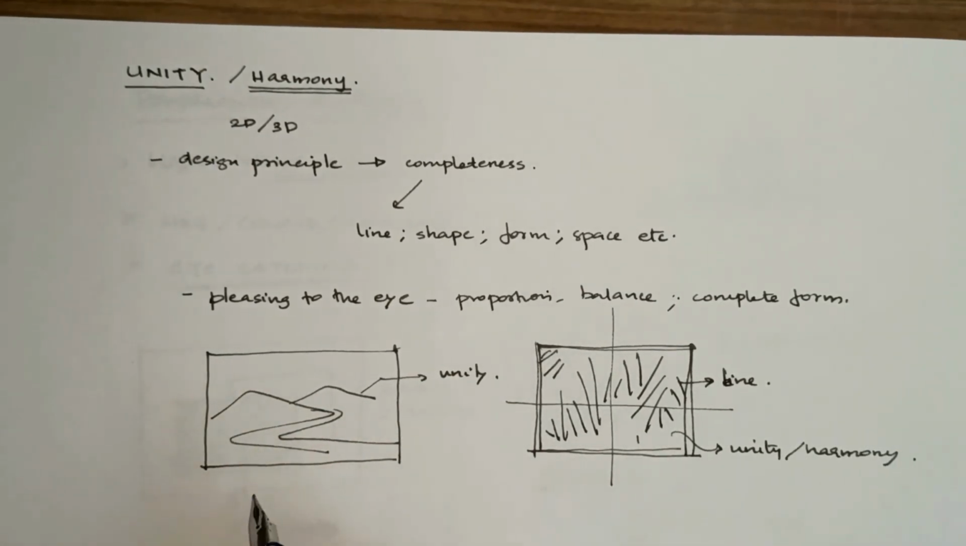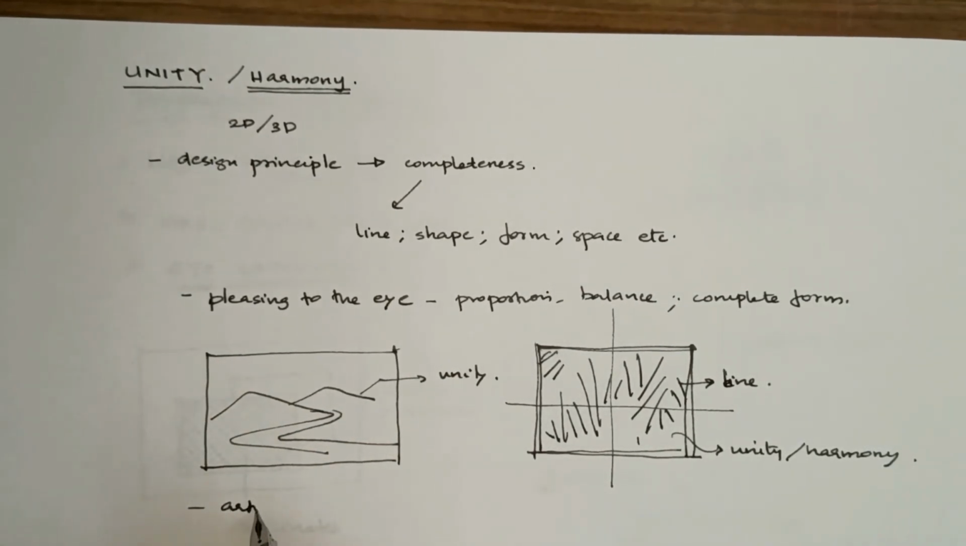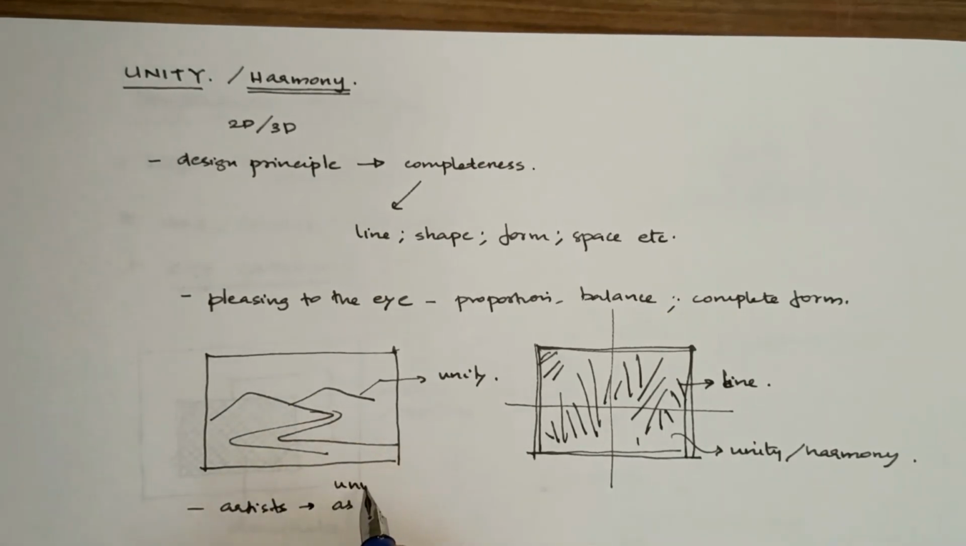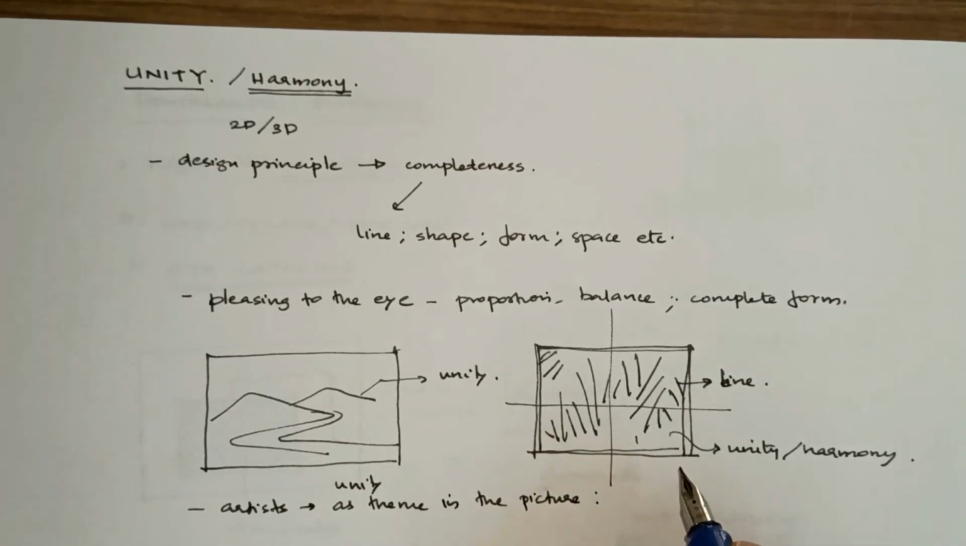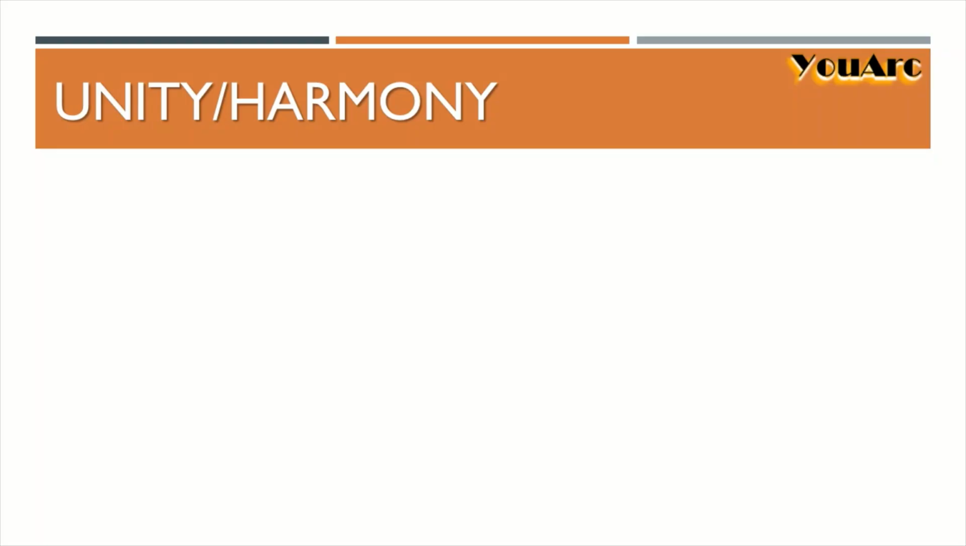Various artists have used unity as a theme in their pictures. So we will look into this by checking out all the examples. Only then will we understand unity as a whole. So now let's look into the examples of unity or harmony. Unity or harmony can be used both in architecture as well as in art. So let's look into the examples of art.